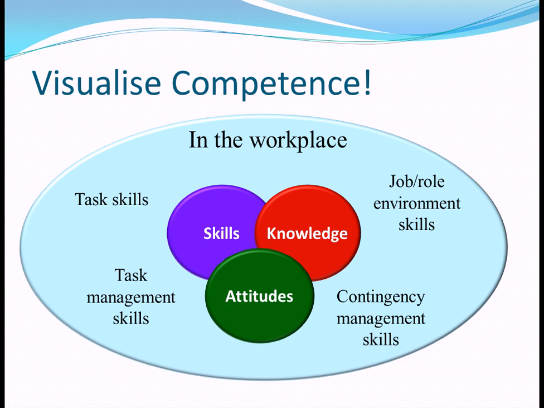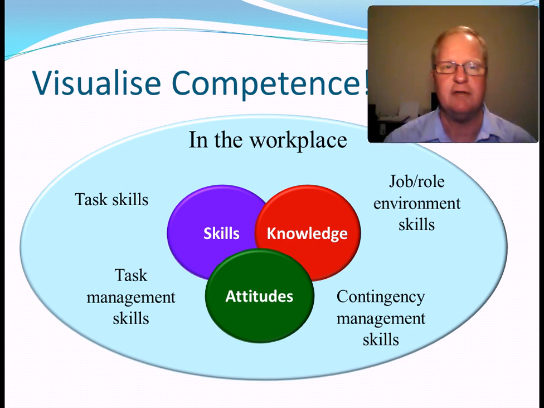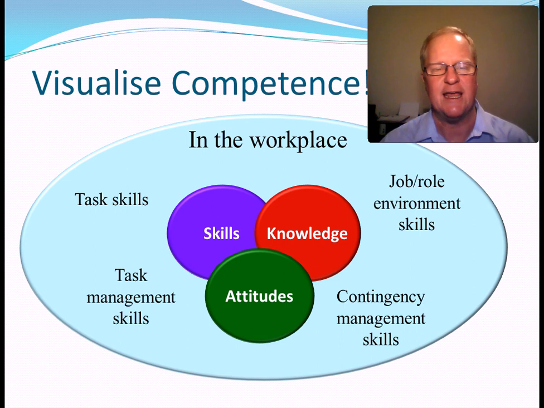And the final one about visualizing competence is understanding what the contingency management skills are in relation to that competence. And what we're talking about there is what happens in relation to a particular task. If something goes wrong, how do I handle that? How do I manage it? It's like the what ifs.